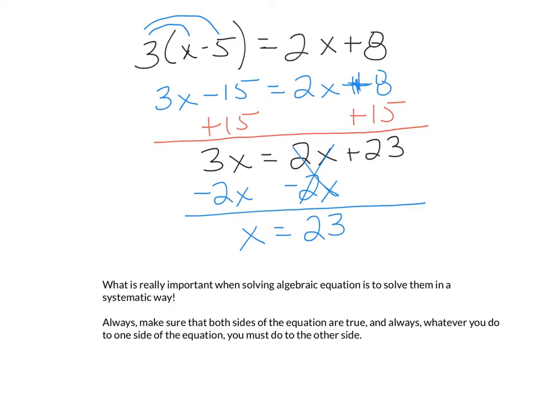What is really important when solving algebraic equations is to solve them in a systematic way. Always make sure that both sides of the equation are true, and always, whatever you do to one side of the equation, you must do to the other side.